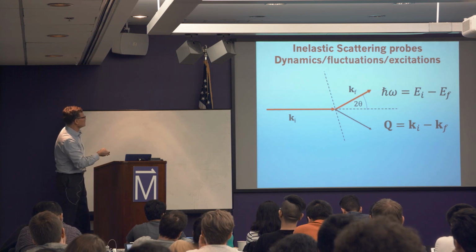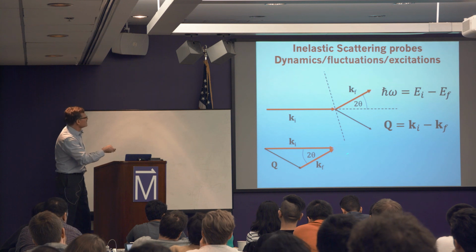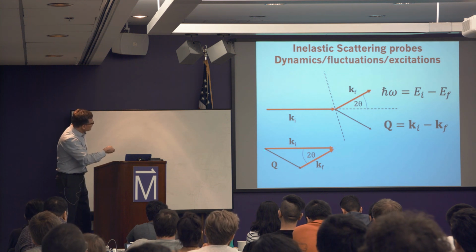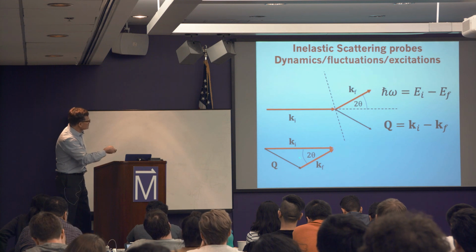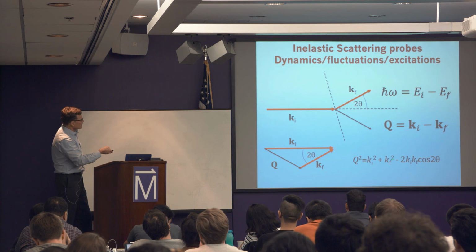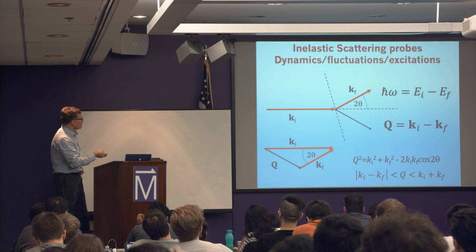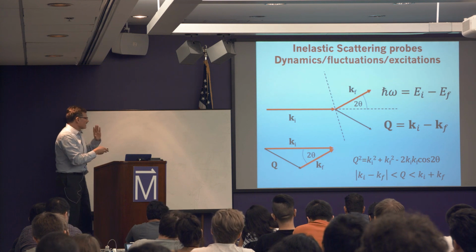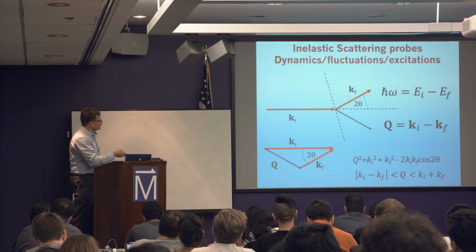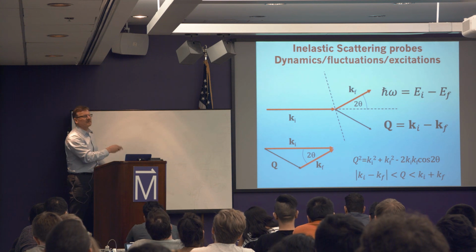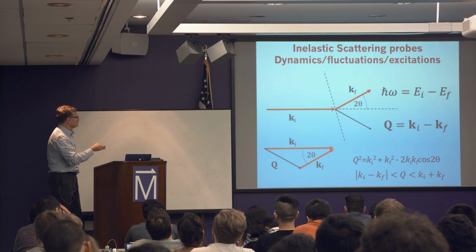When this vector has gotten shorter, I can draw my scattering triangle again, and it looks like this. Now a long vector and then a shorter one. This is wave vector transfer. Still, this is 2 theta, my scattering angle. Now the length of wave vector transfer has this kind of expression, and you'll notice that wave vector transfer can vary in length. The length of wave vector transfer varies between the difference between the incident and final wave vector and the sum of the two. That's a very familiar expression.